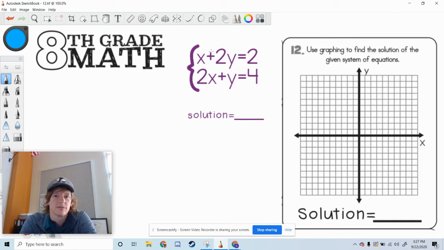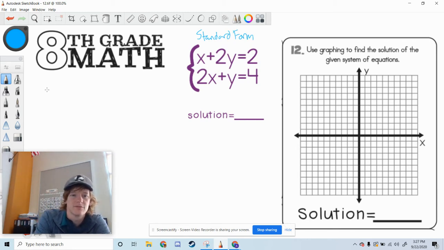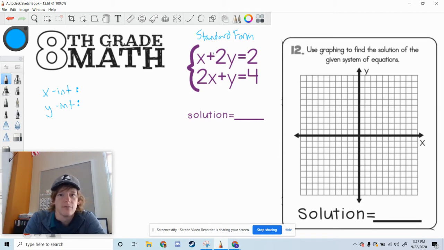But I want to show you, just like we did last week on number 12, how we can use this form, which is called standard form. We're going to use this form to show our x-intercept and our y-intercept. That's going to tell us where our line is crossing the x-axis and where our line is crossing the y-axis.